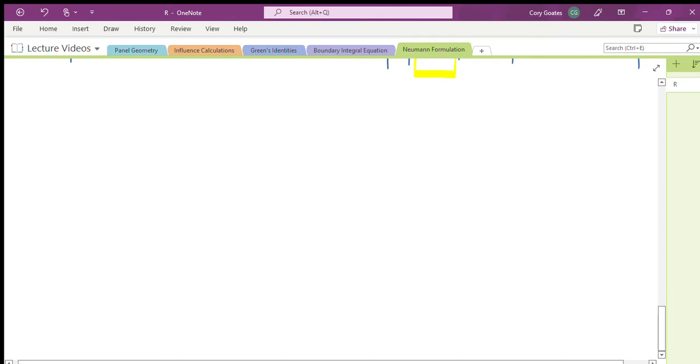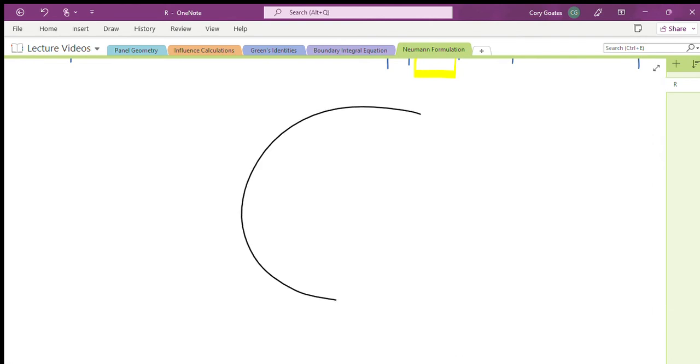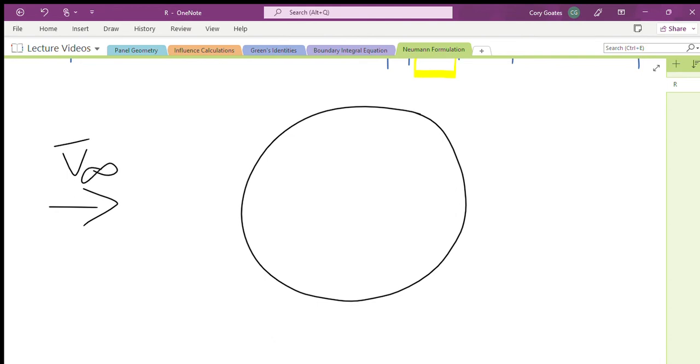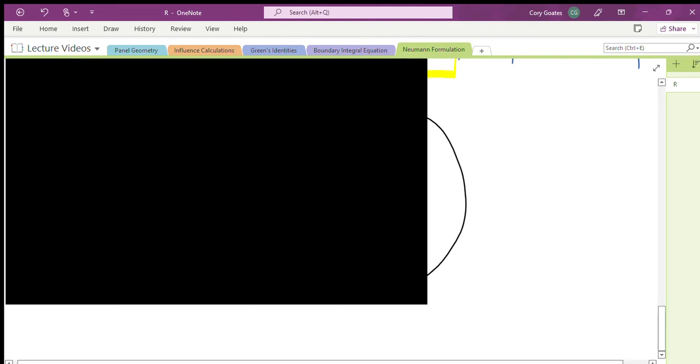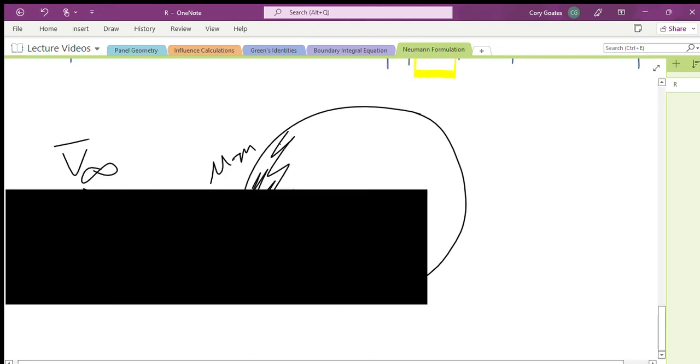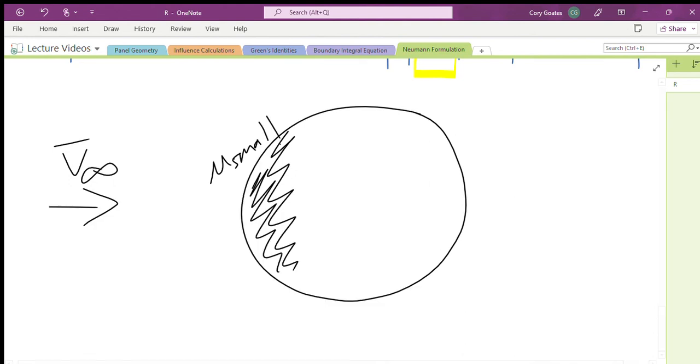I can tell you what you can expect to see if you're modeling your sphere and your free stream velocity is coming in like this. Then what you should be able to see is that over here should be relatively low doublet strength. So over here mu is small, and over here on this side of the sphere mu will be larger.